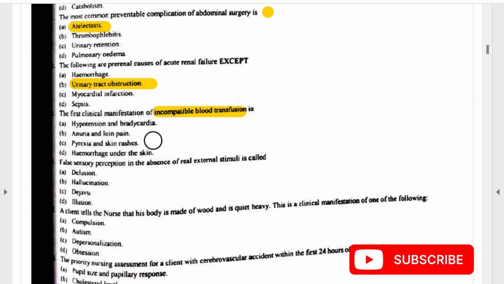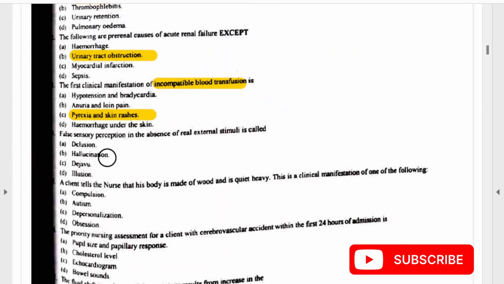If you take a good look at the options, pyrexia and skin rashes is actually the first one. When you transfuse blood that is mismatched, the first sign you notice in the patient is that the patient's body temperature will be elevated and there will be visible skin rashes. So let's go to the next question.